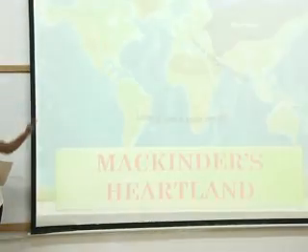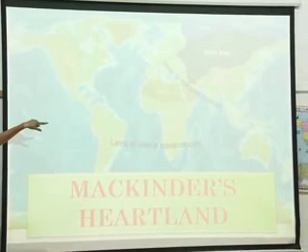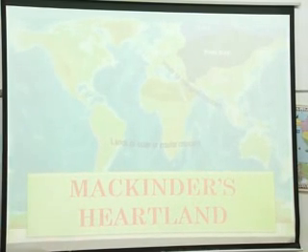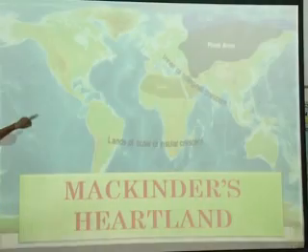Now, I would like to start with this particular map which depicts Mackinder's heartland. As you can see, the highlighted area, which is the pivot area, occupies almost half of the continent, and also the inner or marginal crescent depicted by Mackinder. And very notably, this included both India and China.